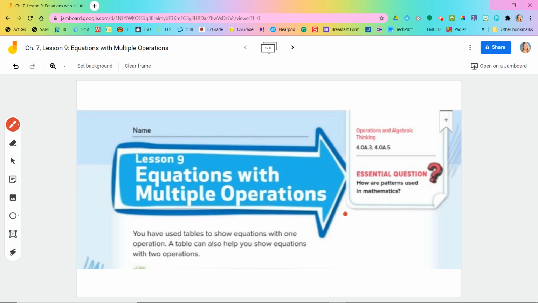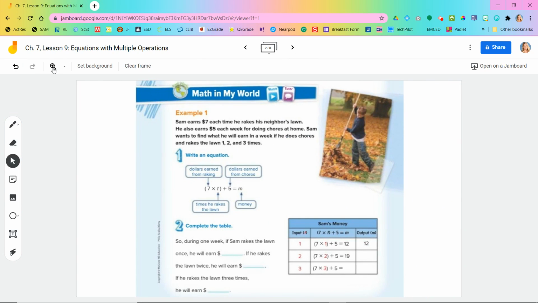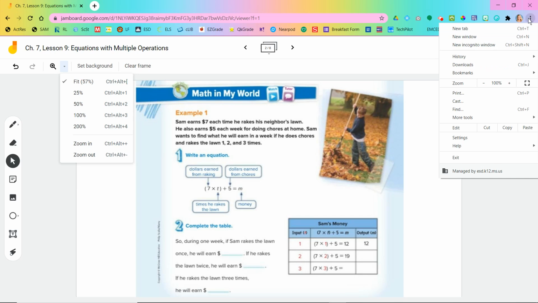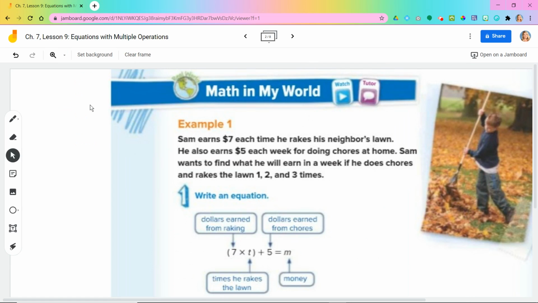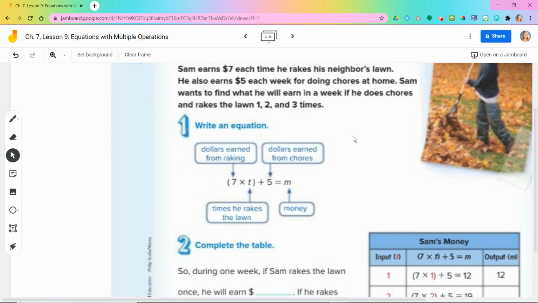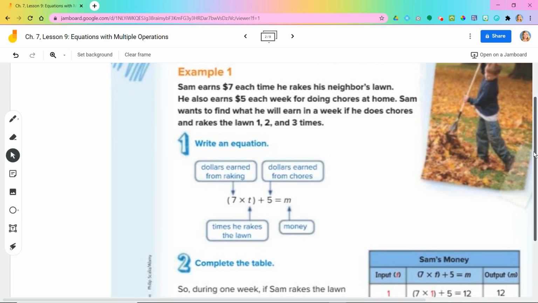So remember, our tables will always have an input, which is what we start with, and the output, which is what we get. All right, so let's take a look at example 1. I'm going to zoom it in a little bit to make it bigger. All right, so that's not too bad. So let's take a look at this first example.